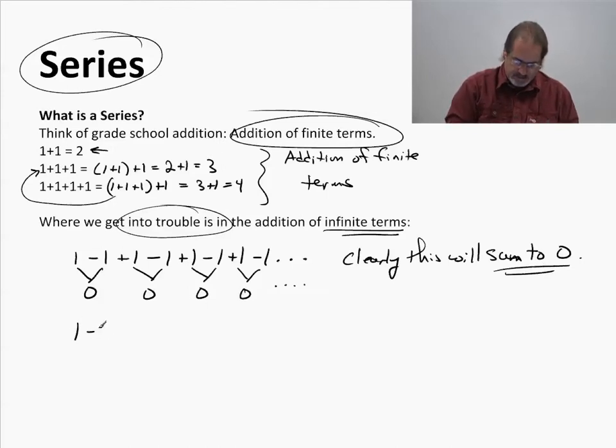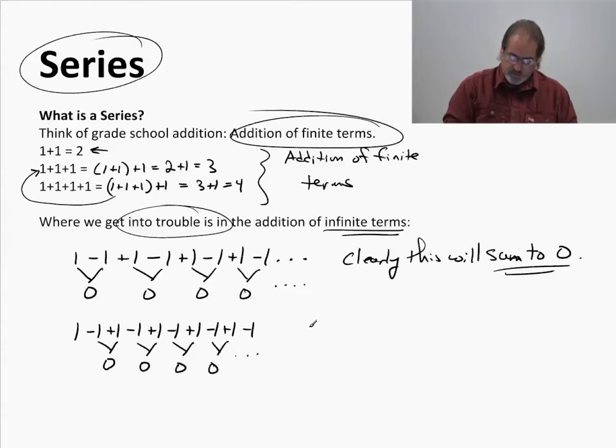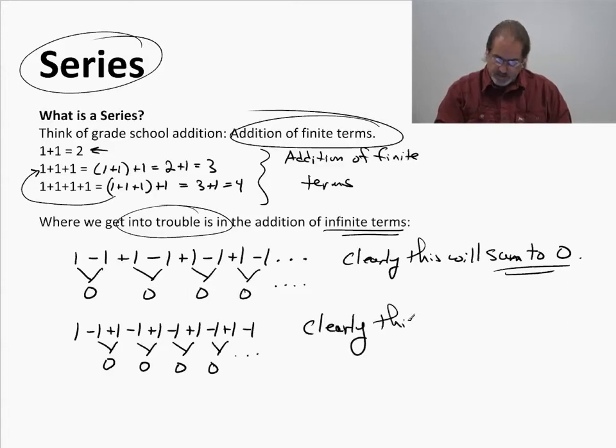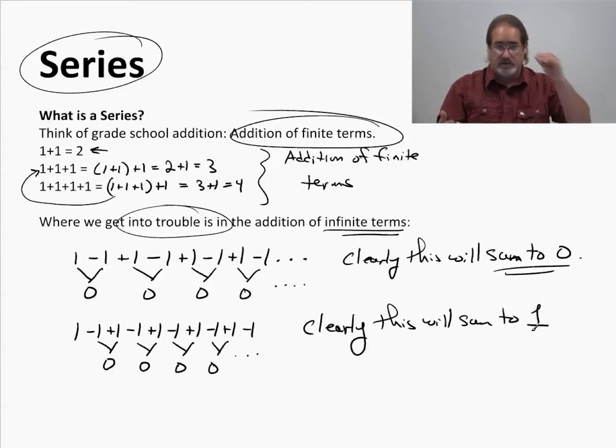Okay? Well, what if I do this? What if I take this same sequence and I'm going to skip the first term, and now I'm going to add up all these. I'll have 0, 0, 0, 0, and so forth. So clearly, as I go to infinity, this will sum to 1, because I have a 1 and a bunch of zeros.